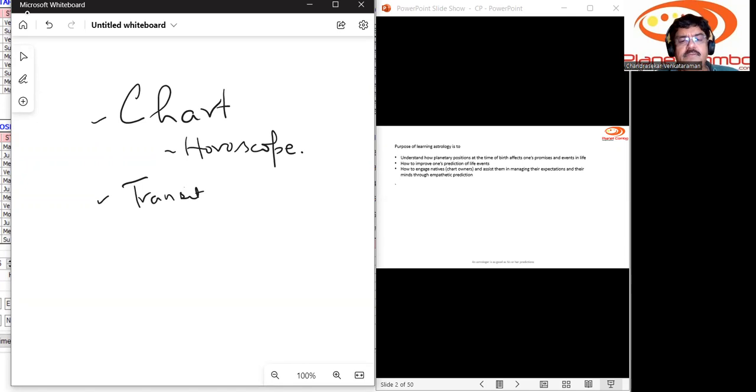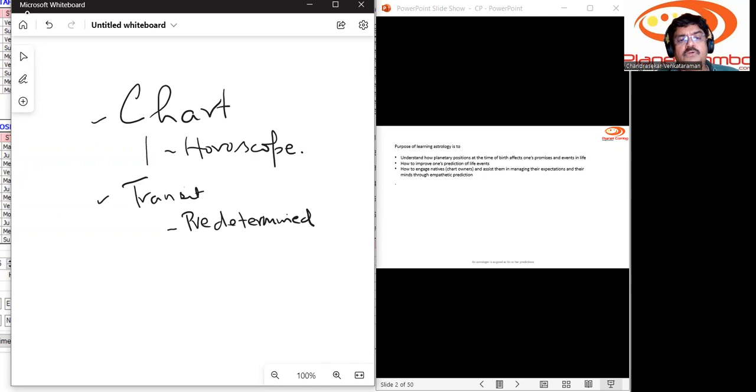Transit is nothing but the predetermined. Mathematically, you can find out which planet will be in which position on this date and time. NASA has done this table, the ephemeris table, for hundreds of years going forward, right? So this is how it has been pre-planned by the astronomical events. So transit is the predetermined movement of one planet from one house to the other.